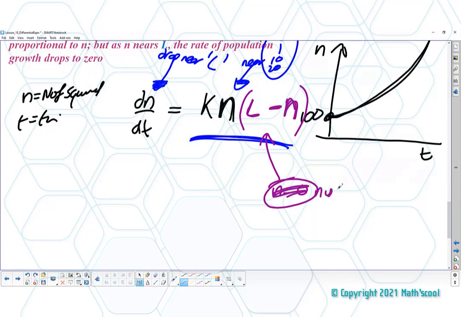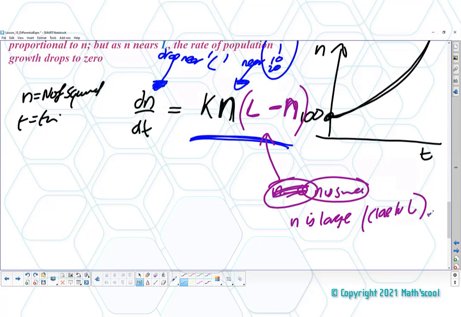So when n is small, that will be approximately the same, and when n is large and close to L, it's going to become L minus L roughly, so it will be approximately 0. So it kind of fixes one problem.